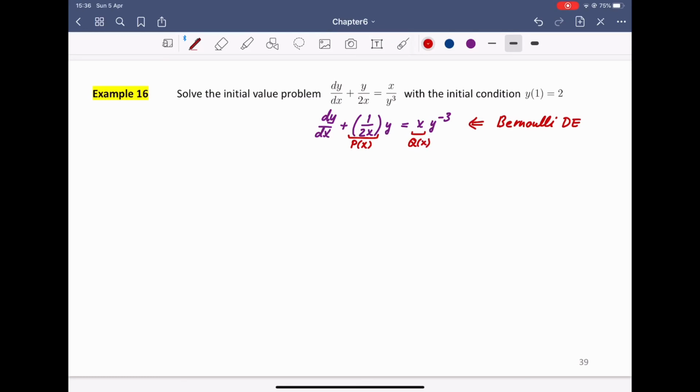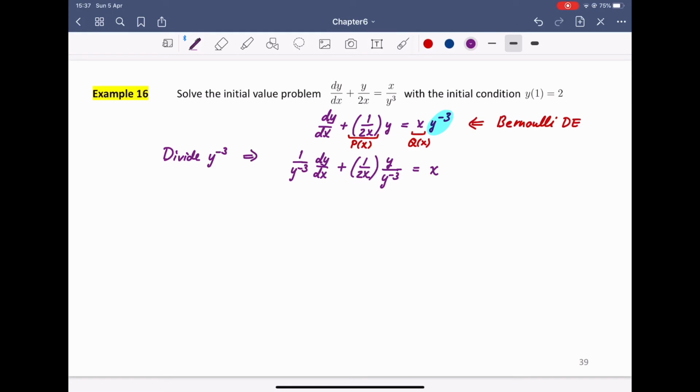The thing that is hardest to work with is y to the negative 3 here. That's why it's called Bernoulli. So we're going to convert this differential equation to a linear differential equation. First of all, I'm going to divide everything by y to the negative 3. We get 1 over y to the negative 3 dy/dx plus 1 over 2x times y over y to the negative 3 equal to x. Every time you start a Bernoulli differential equation, you should start with this step: divide everything by y to the n.